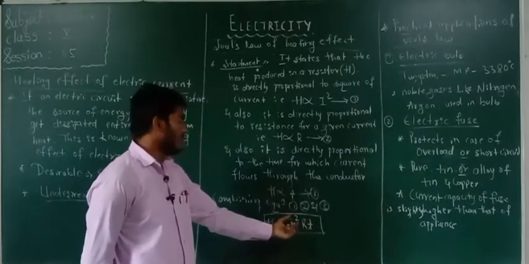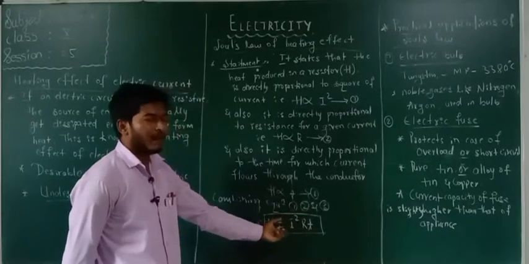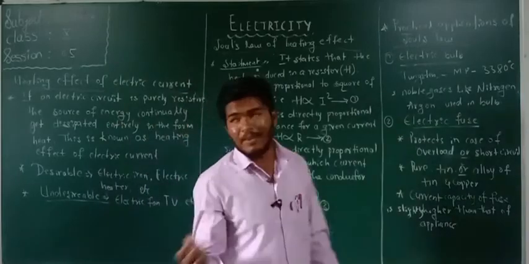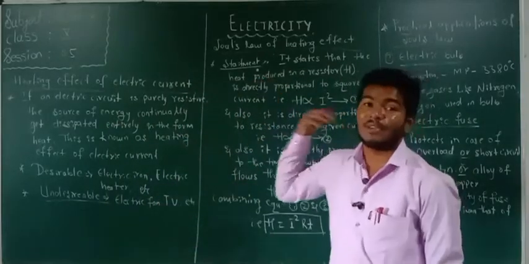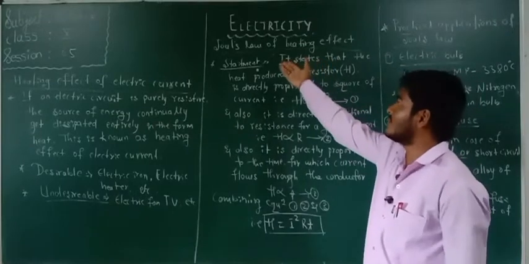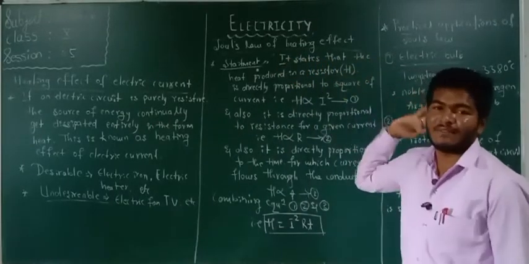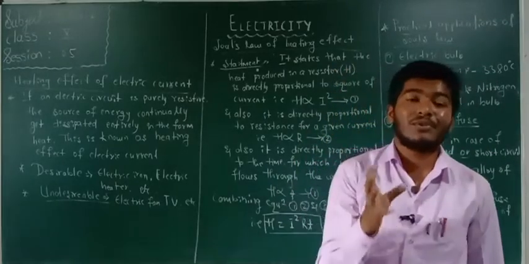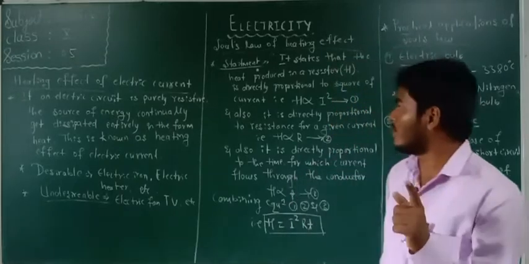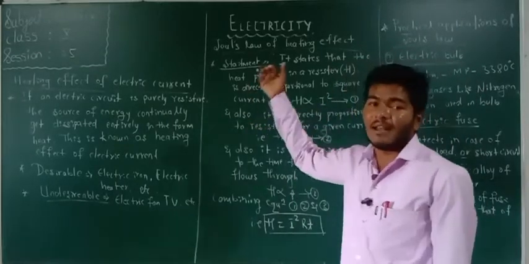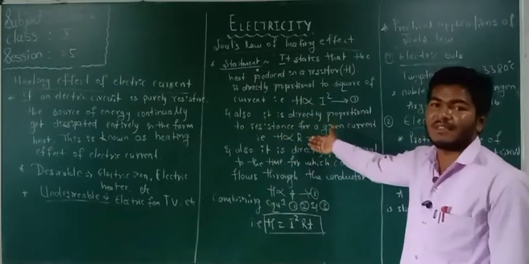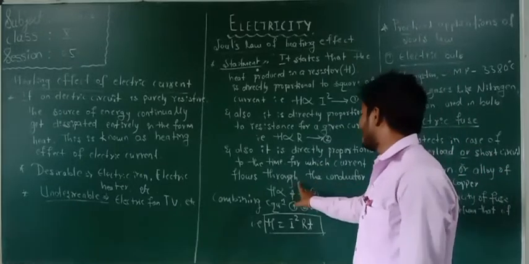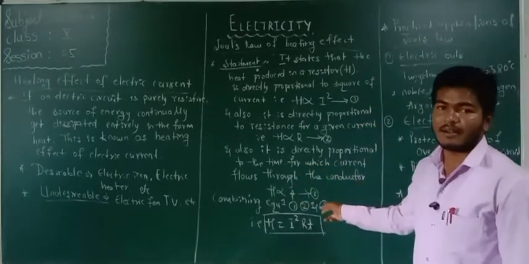By substituting the values of resistance, time period and electric current, we get the heat produced by an electronic device, that is the heating effect of the electric current, given by one of the scientists called Joule. That is known as Joule's law of heating effect. What does it state? It states that the heat produced in a resistor is directly proportional to the square of the current, directly proportional to the resistance of the conductor, and directly proportional to the time period for which current flows through the conductor.